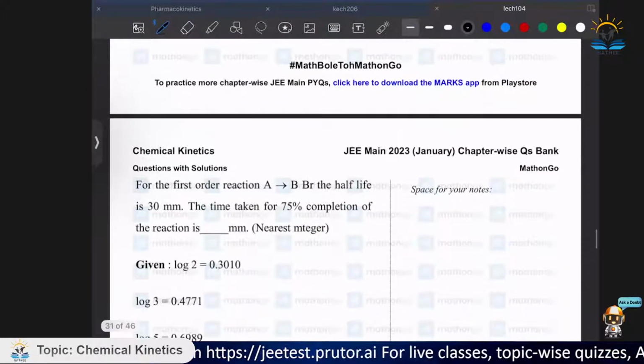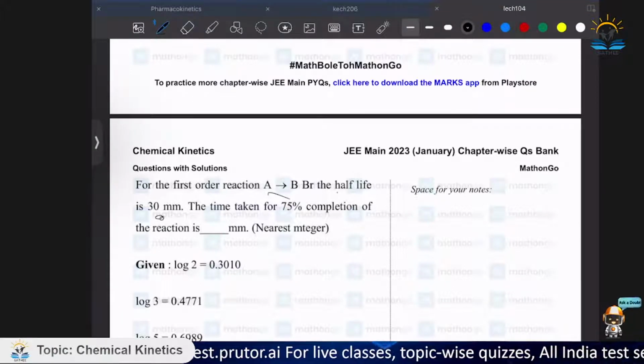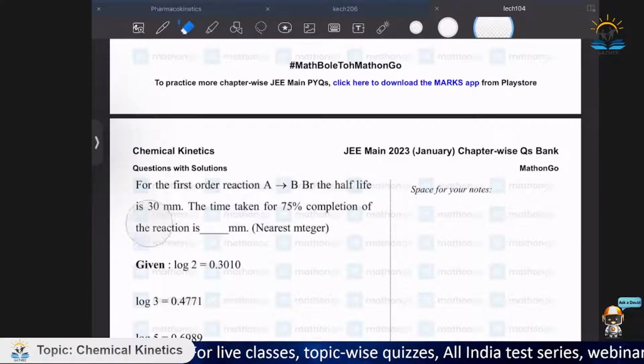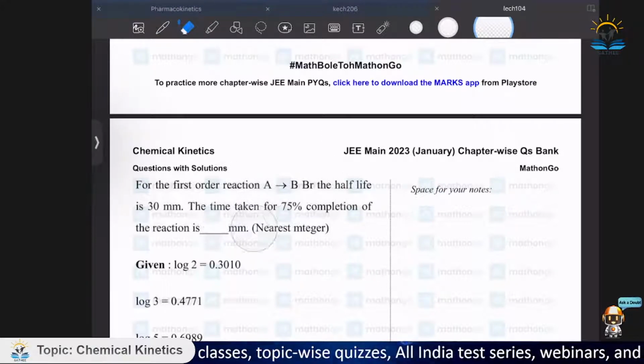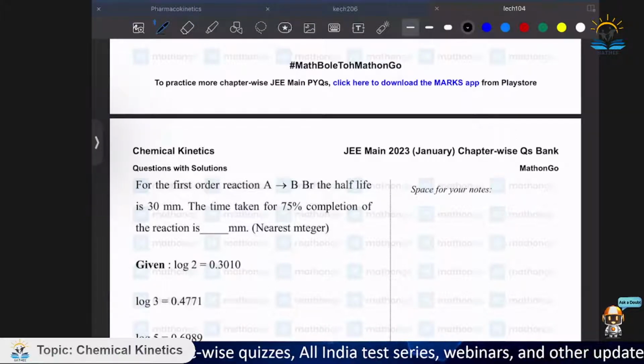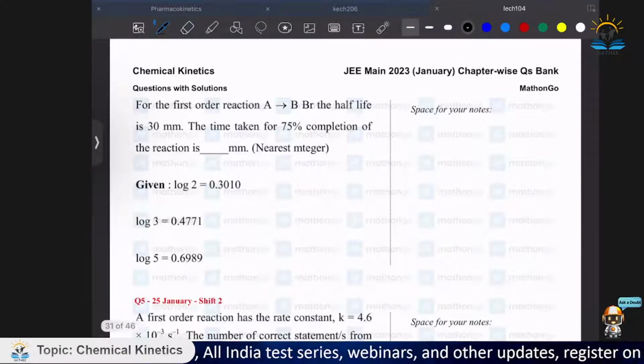Next question says, for the first order reaction, the half-life is 30 mm. I don't know what mm is. Half-life is 30 minutes, I guess. Time taken for 75% completion of the reaction.